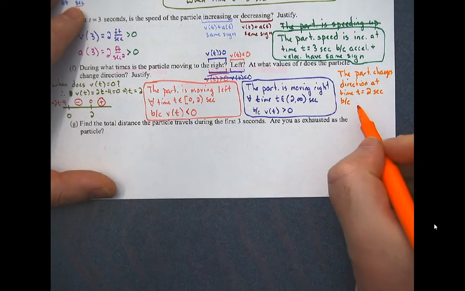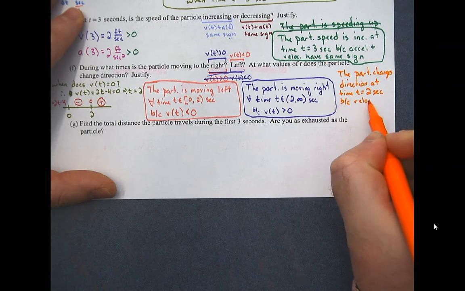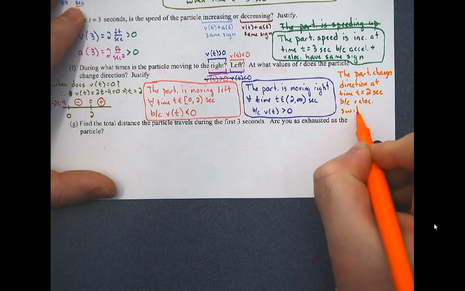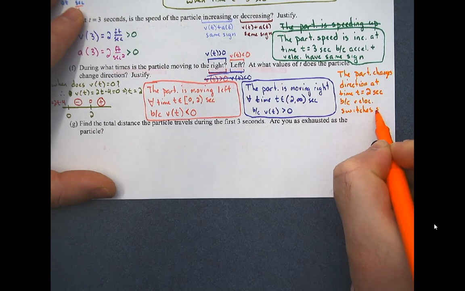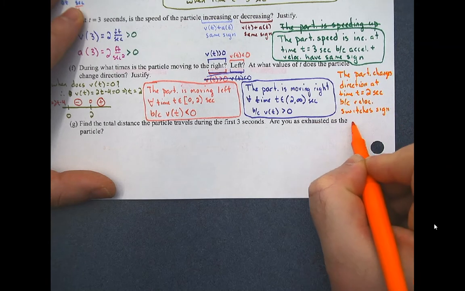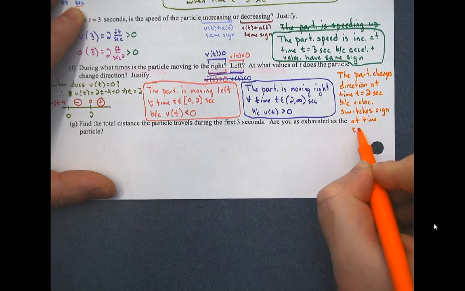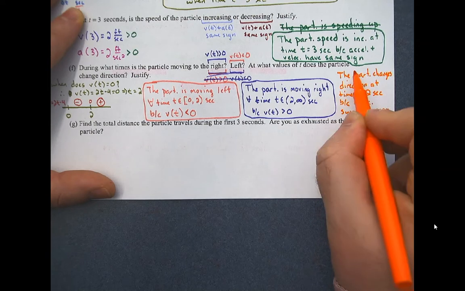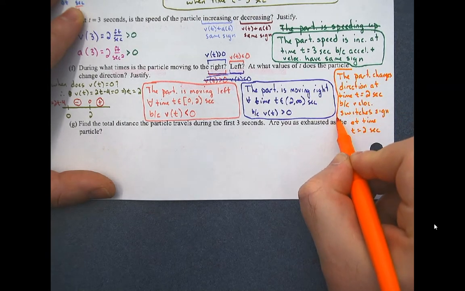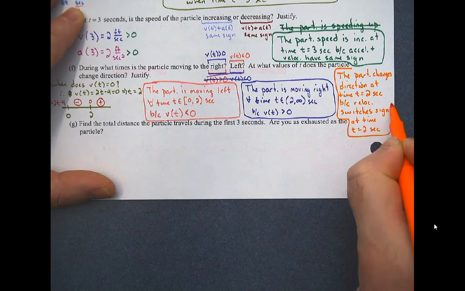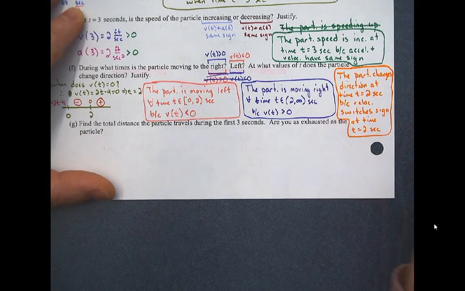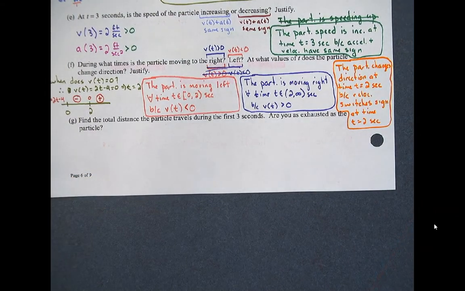It's because the velocity switches sign at time t equals 2 seconds. So notice, it's not because velocity was 0. It was because velocity switched signs at that value.